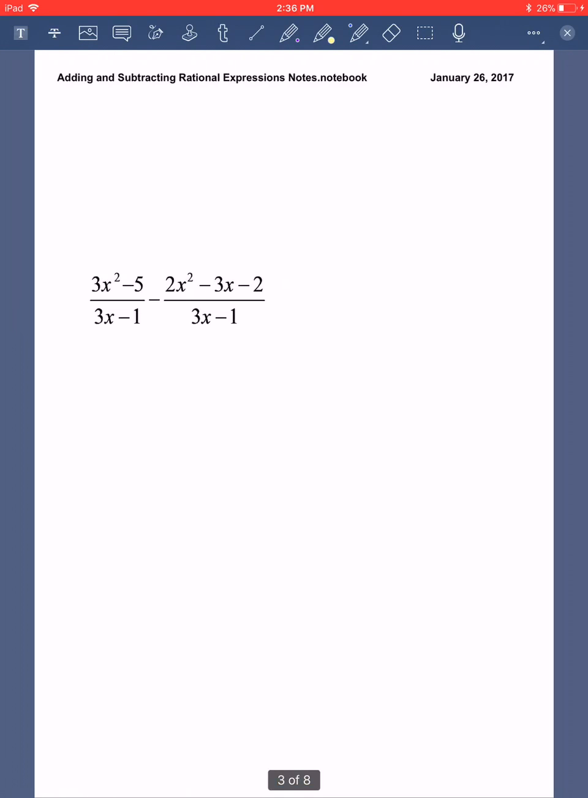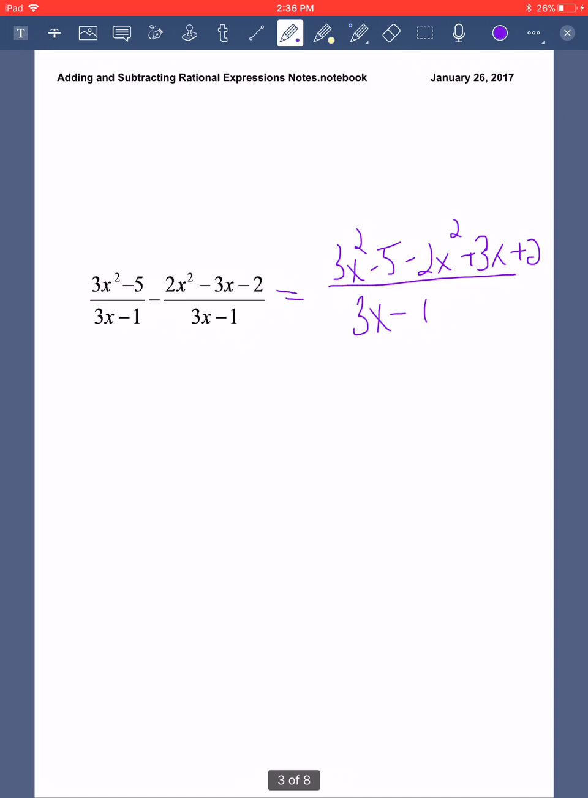Okay, next up I've got 3x squared minus 5 over 3x minus 1 minus 2x squared minus 3x minus 2 over 3x minus 1. Okay, for subtraction, make sure that the negative is distributed out. I already have a common denominator, so that's good. So my denominator is 3x minus 1. My numerator I can rewrite as 3x squared minus 5 minus 2x squared plus 3x plus 2. And now I just combine like terms.